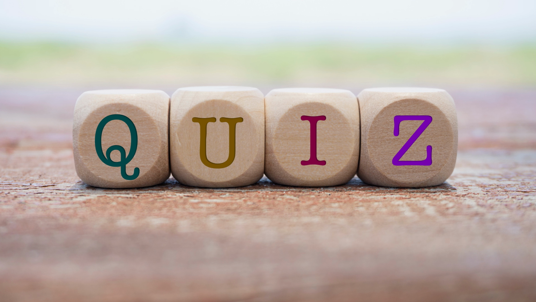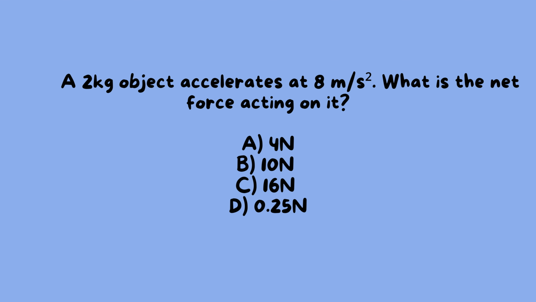Alrighty then, let's now have an MCQ quiz. 1. A 2-kilogram object accelerates at 8 meters per second squared. What is the net force acting on it? A. 4 newtons, B. 10 newtons, C. 16 newtons, D. 0.25 newton. Answer: C. F equals ma equals 2 times 8 equals 16 newtons.